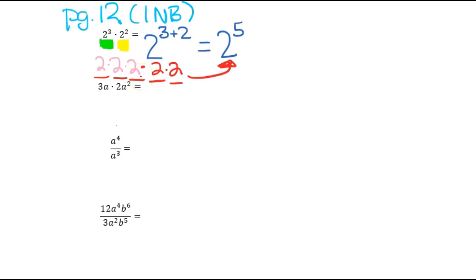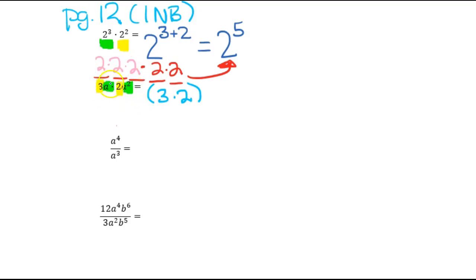Now, this next problem, go ahead and write down 3a times 2a squared. Okay? The first thing that we're going to do here is take our constants. Our constants are 3 and 2. So we're going to pull those out. 3 times 2, we can easily multiply those together. And then we have our variables, a and a squared.